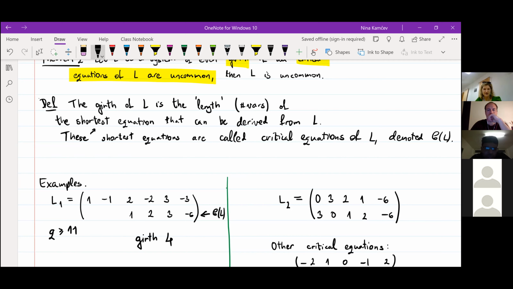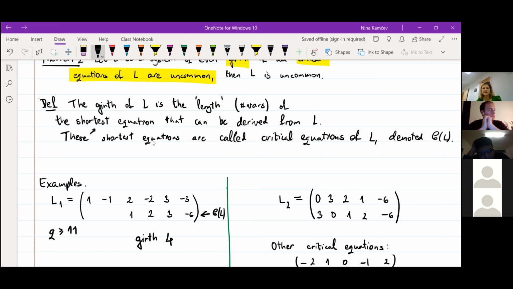So the best you can do by eliminating the 4th variable is length 5. And the same thing for any other variable. So if you try to eliminate any other variable, you would get an equation of length 5.